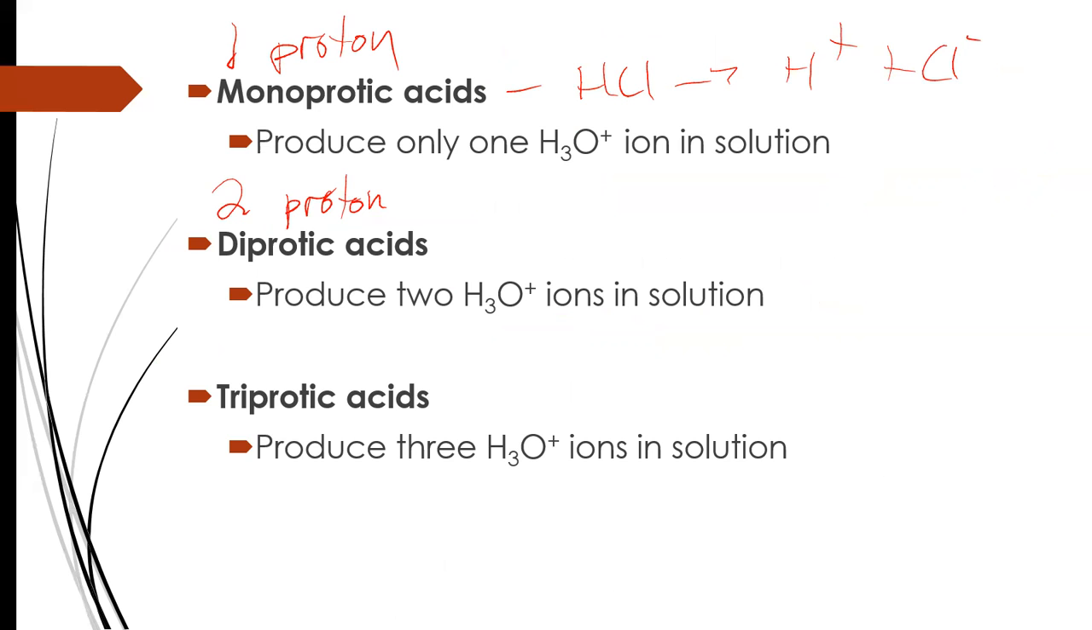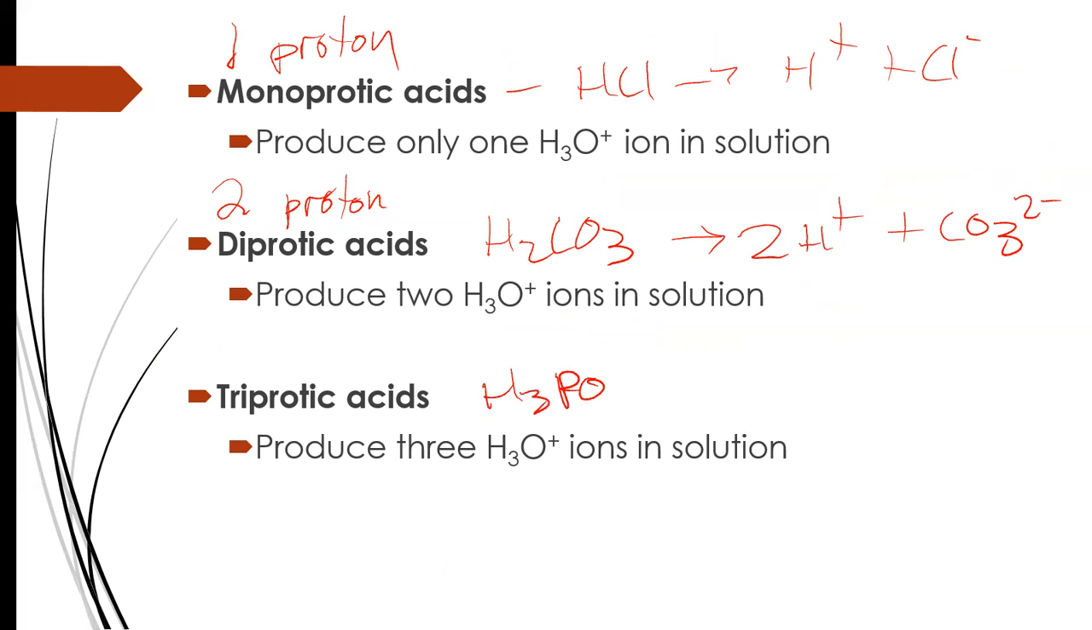Whereas something like carbonic acid, it can make a total of two H plus when it dissociates because it's got two hydrogens attached to it. And phosphoric acid, it's a triprotic acid because it can make three of them.